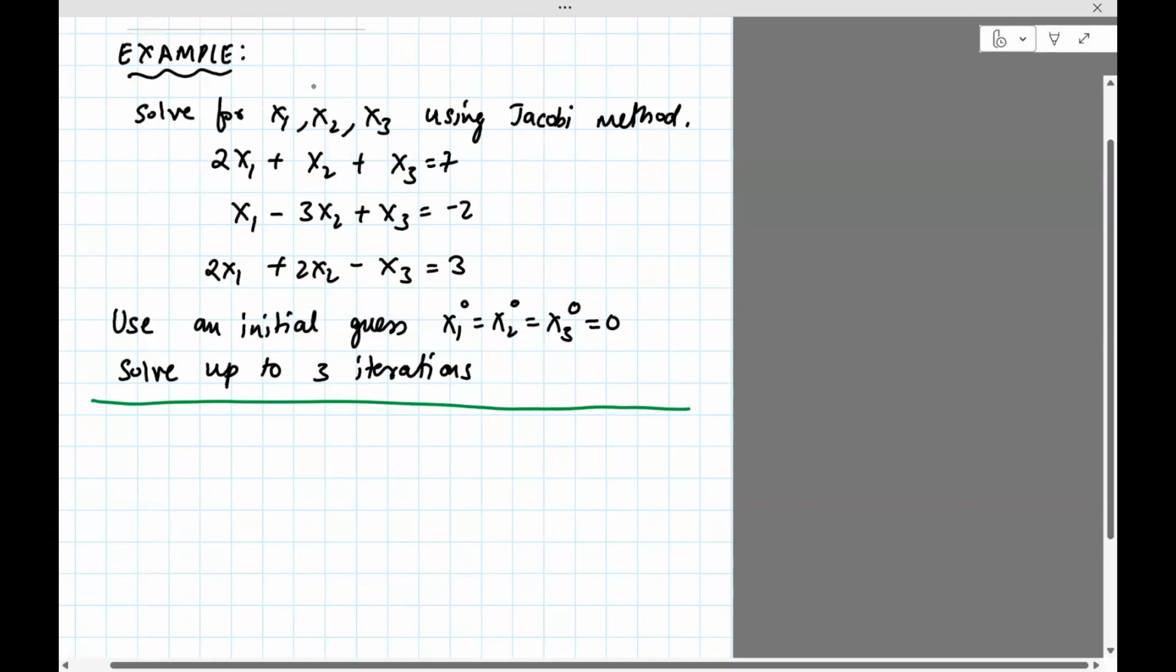Okay, and the reason why 3 iterations is that I've written the code, and it takes about 500 plus iterations to converge. So we don't want to solve it by hand for 500 iterations. So let's just do 3 iterations. And when we do these calculations using code, we'll compare our answers to the first 3 iterations.